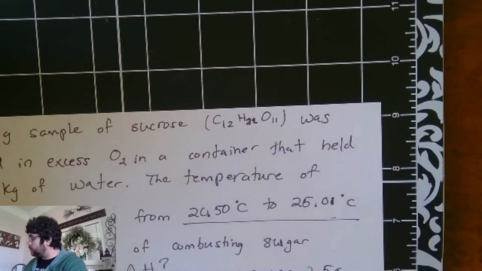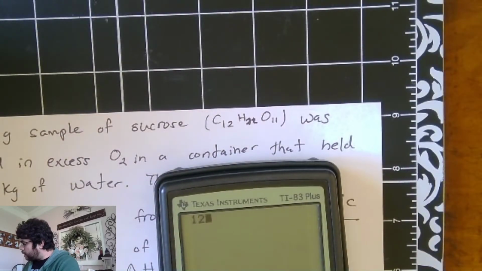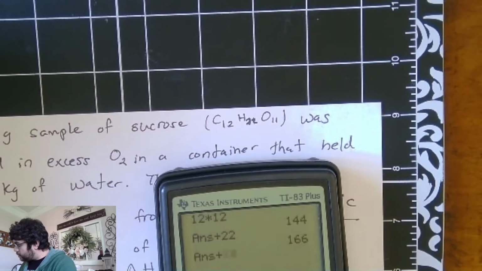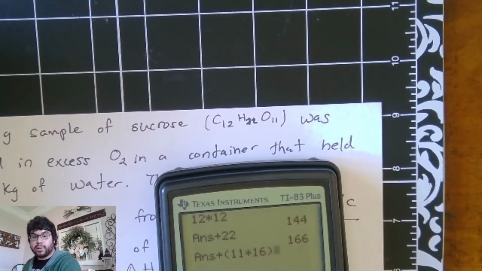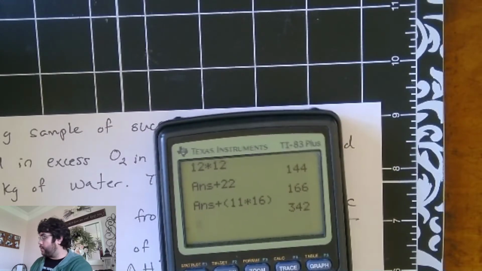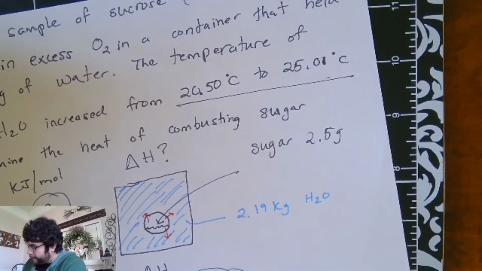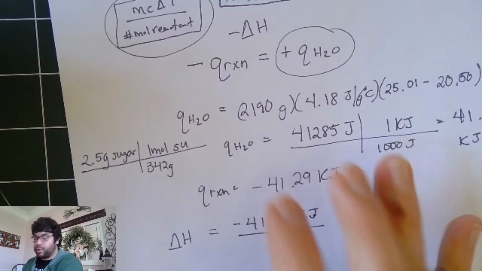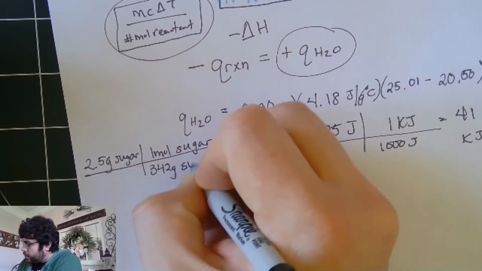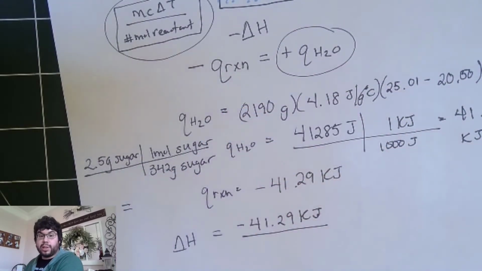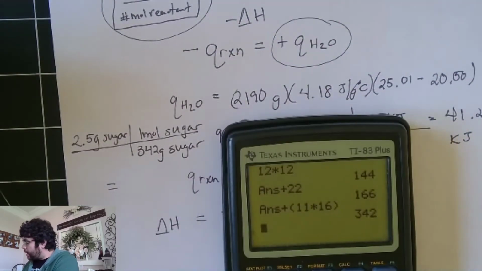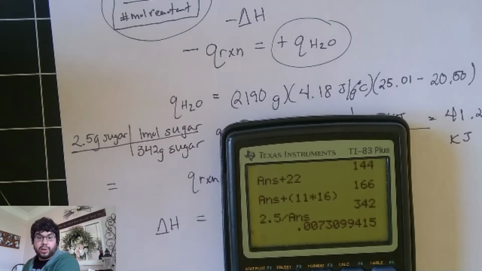I'm going to go ahead and divide by the molar mass of sugar. Let's just quickly do it in our head. Carbons are 12, so 12 times 12, plus 22 for the hydrogens, and then plus 11 times 16 for the oxygens. So the molar mass of sucrose is 342. The number of moles of sugar that reacted, 2.5 divided by 342, is 0.0073.